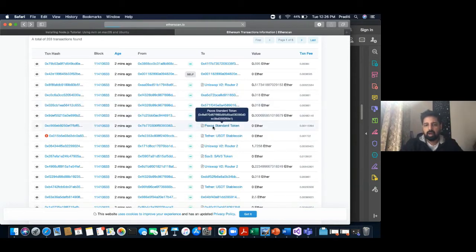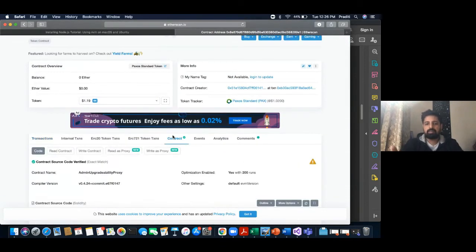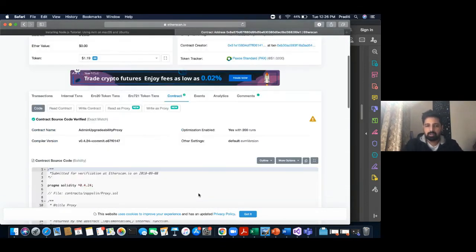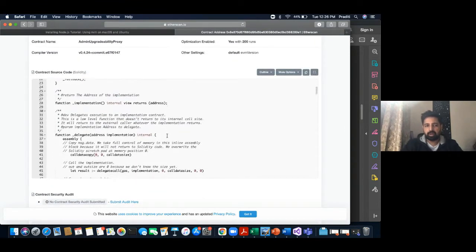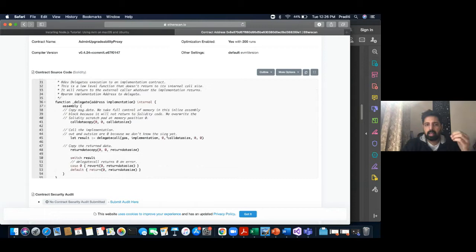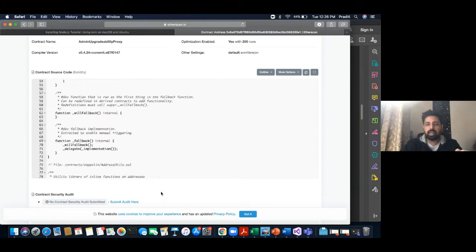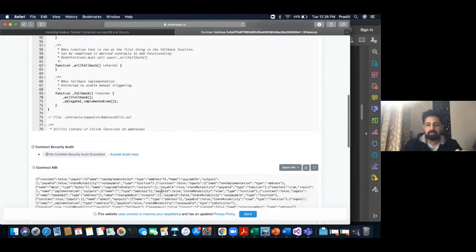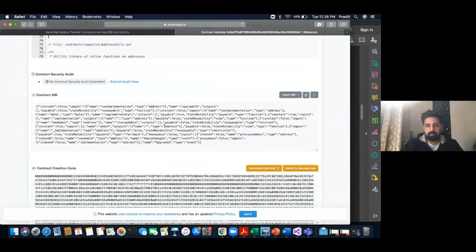Right? So I open the smart contract. I can go to contract because this is a public blockchain. It's an open ledger and it's open to everyone. And here is the Solidity smart contract. Now, when you compile the smart contract, it returns you the ABI and it returns you the bytecode. This is your ABI.